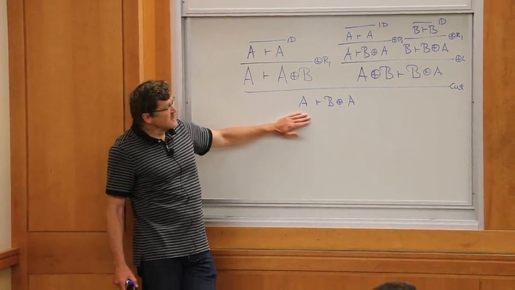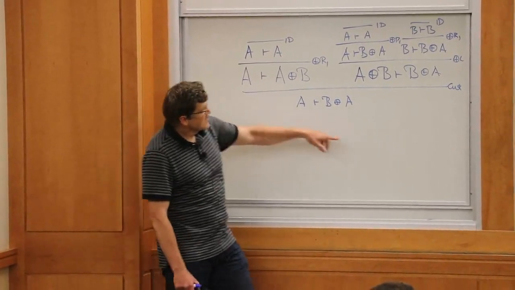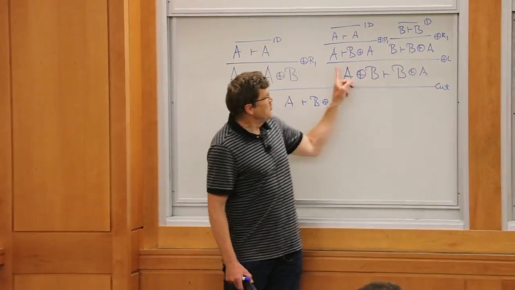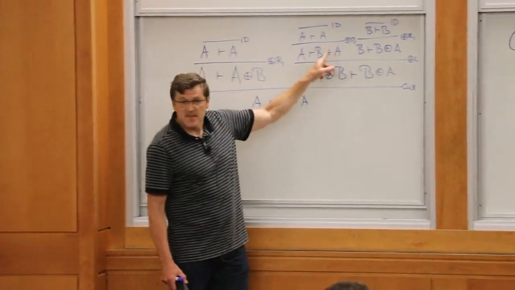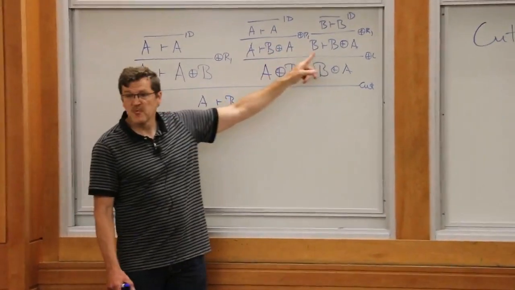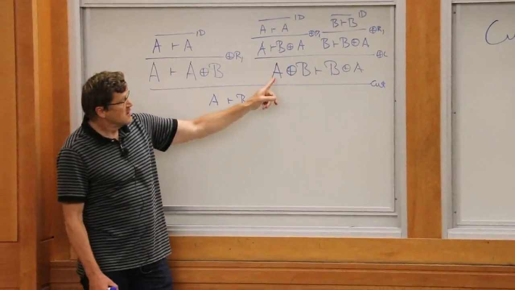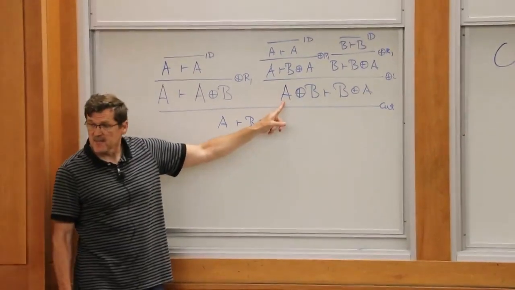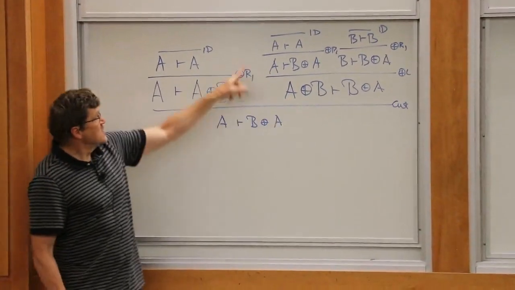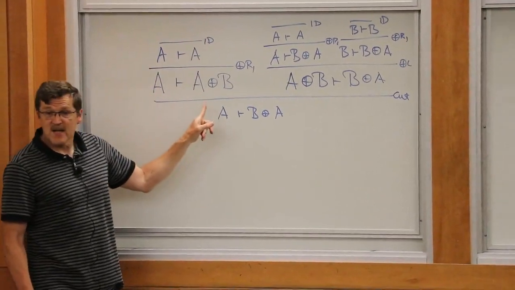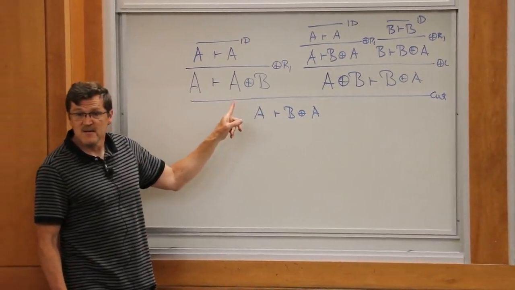Okay, so here's an idea. The plus left rule accounts for the two possibilities that either A might be true or B might be true. That's why we have the two premises, because we don't know when we have A plus B which one it's going to be. This proof here on the left actually tells us which one of these two.